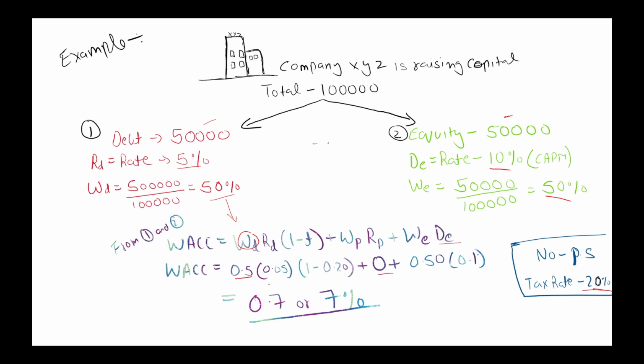Now 0.5, we have put all the values into account and then calculated the WACC equal to 0.07 or 7%.